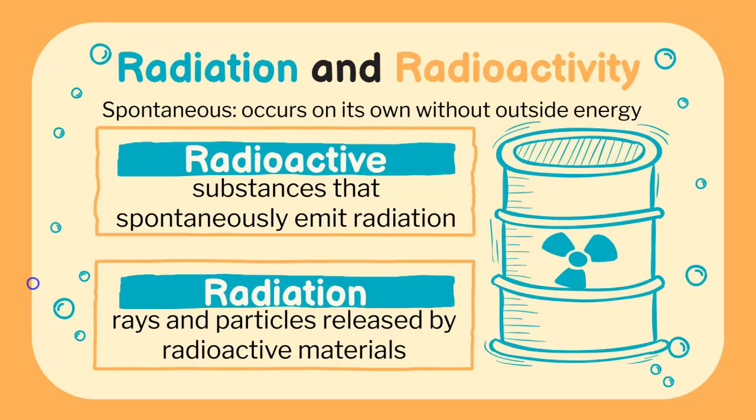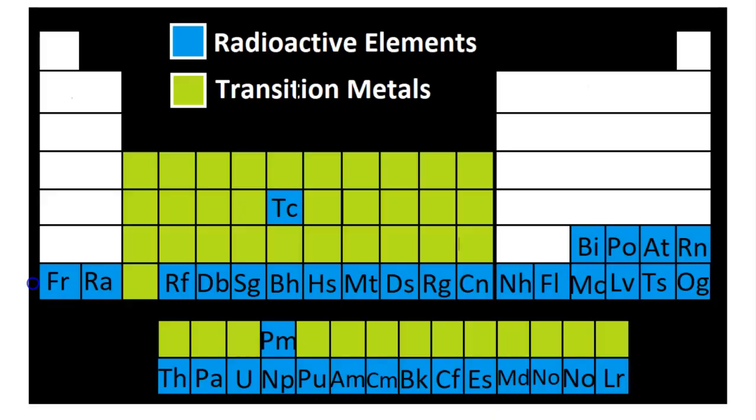Now, some vocab words that we need to know in order to talk about nuclear chemistry efficiently. First, we have radioactive. When something is radioactive, it means that the substance spontaneously emits radiation. And radiation are the rays and particles that are released by radioactive materials. Now, if you're not familiar with the word, spontaneous just means that it occurs on its own without any outside energy.